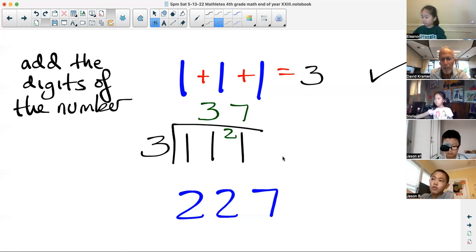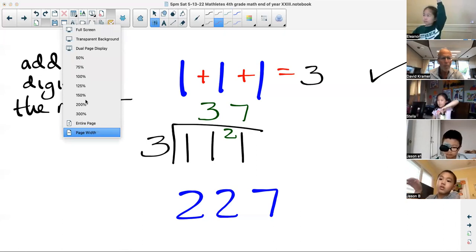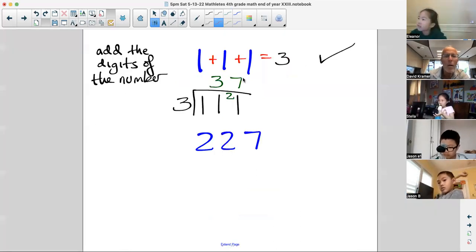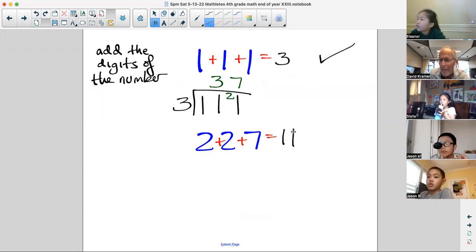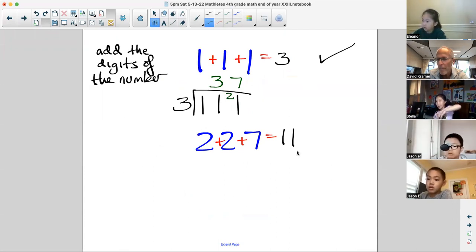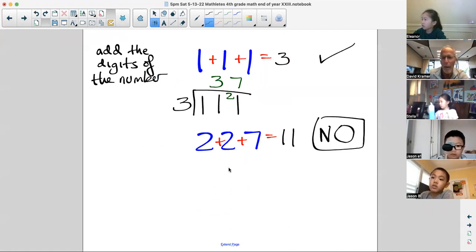Who can try this one? Is 227 divisible by 3, guys? Eleanor, what do you think? Yes. And that's because when you add 2 plus 2 plus 7, what do you get? 11. Is 11 divisible by 3? No. Then 227 is not divisible by 3.